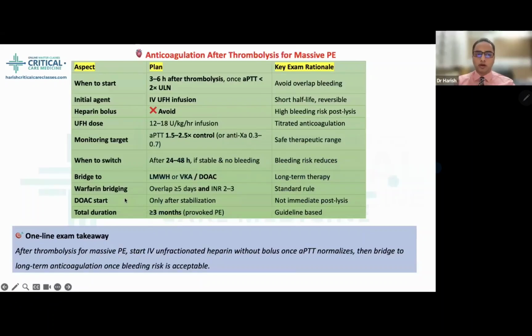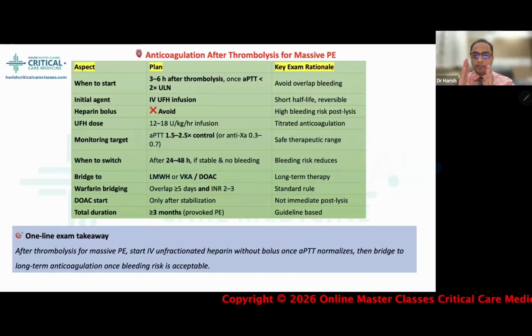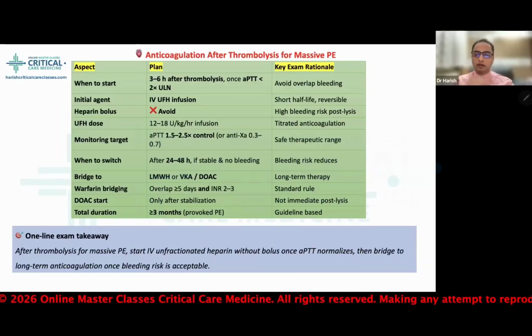Okay, so direct oral anticoagulant only after stabilization, not immediately in the post lysis. So total duration is more than or equal to 3 months. In provoked PE, up to 3 months is okay. So extended anticoagulation is needed in unprovoked PE. Ongoing malignancy, recurrent PE, all these things are indications for prolonged anticoagulation therapy.